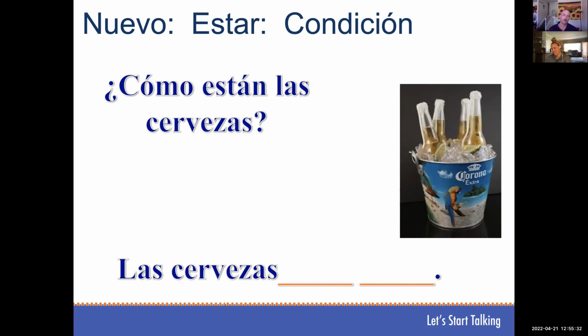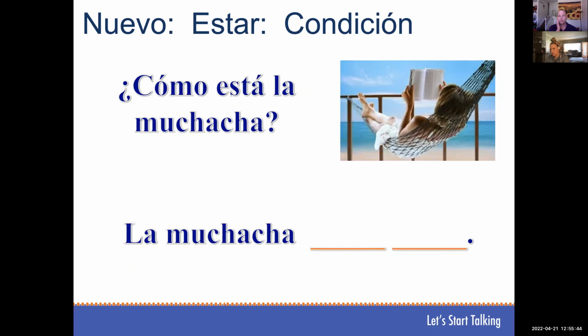So, cool. All right. ¿Cómo están las cervezas? Las cervezas están frías. And then you make that plural. Frías. ¿Cómo está la muchacha? La muchacha está relaxed. You could say tranquila. I think here we probably have comfortable. Está okay. Cool. Yes. Okay. So go ahead and say that for me. La muchacha está cómoda.